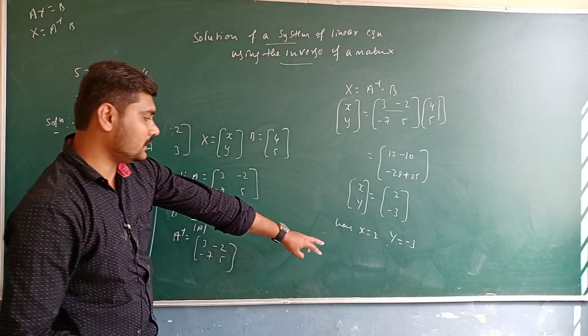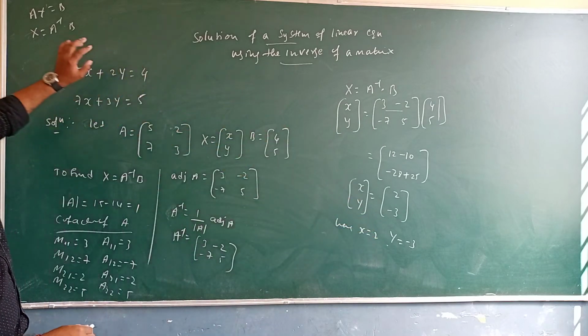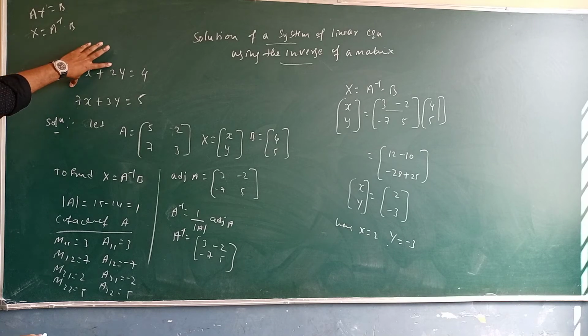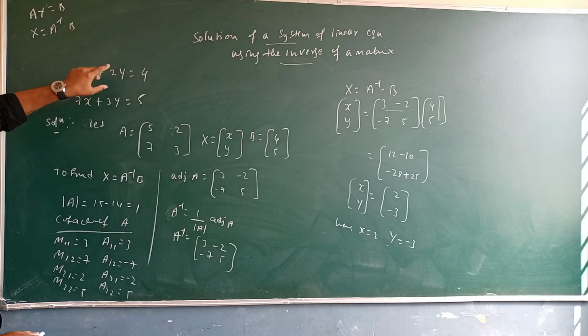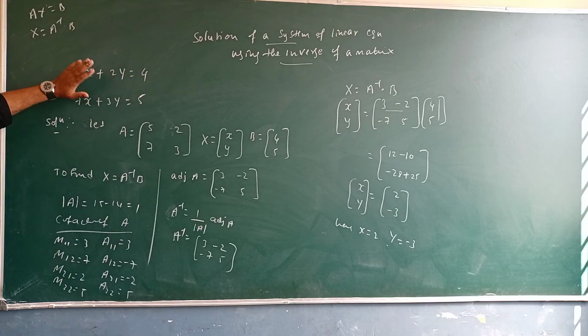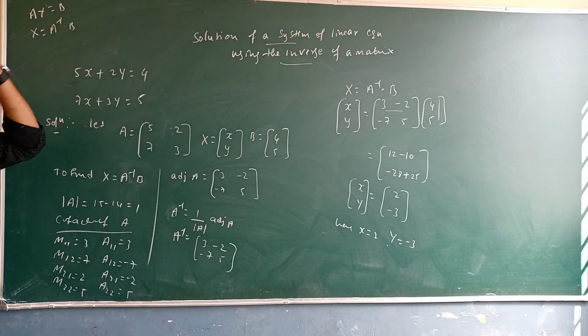So we need to substitute these values to verify. Here 5 into 2, that's going to be 10, minus 2 into minus 3, that's going to be 6. So 10 minus 6, that's going to be 4. Okay. So next one, 7 into 2, that's going to be 14, minus 9. 14 minus 9, that's going to be 5. Okay. So like this we can find the solution for the given linear equation.